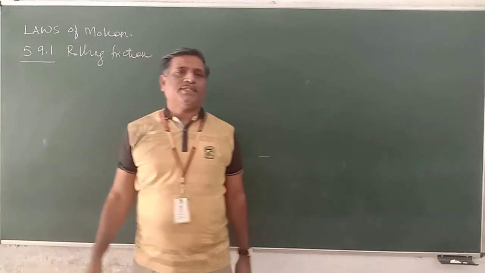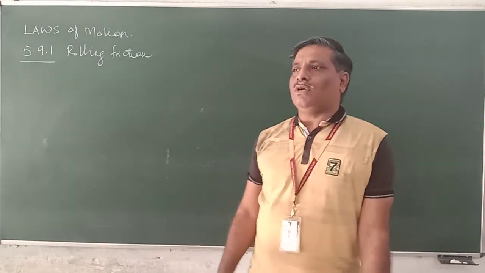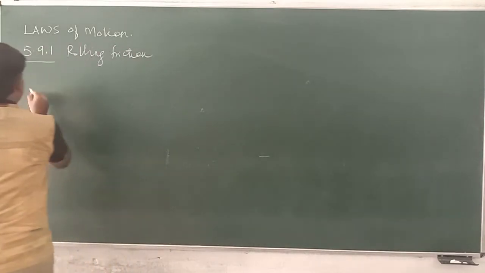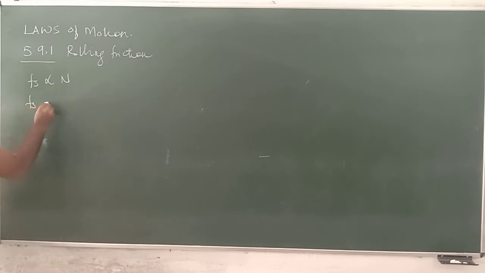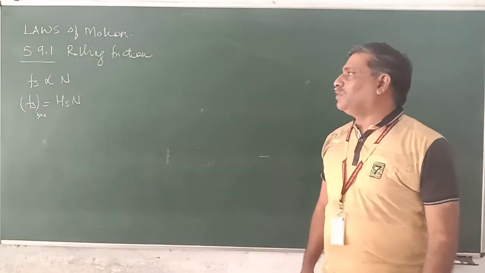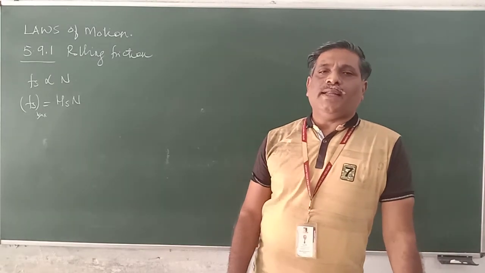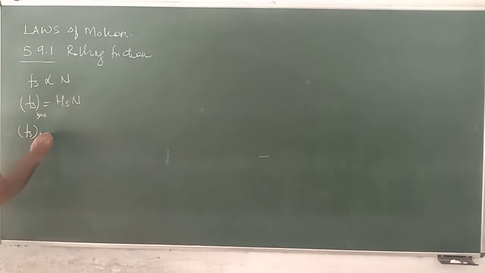Already I said we have discussed static friction, kinetic friction and their laws. What are the laws of static friction? Fs is directly proportional to the normal reaction. Fs maximum is equal to mu S N. This is the first law of static friction. That is, the maximum static frictional force is equal to mu S into N. N is called the normal reaction. So Fs max is equal to mu S mg.